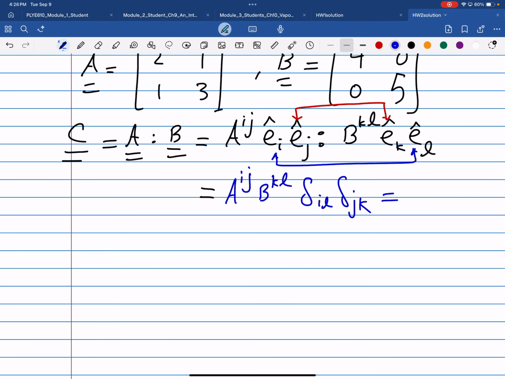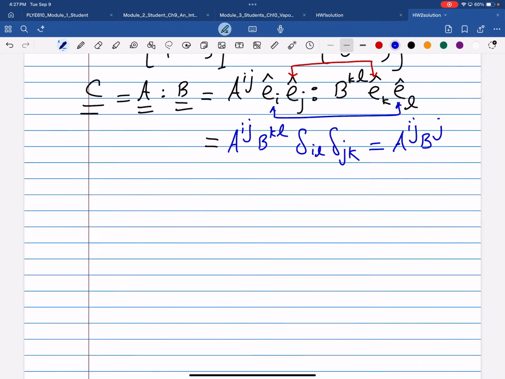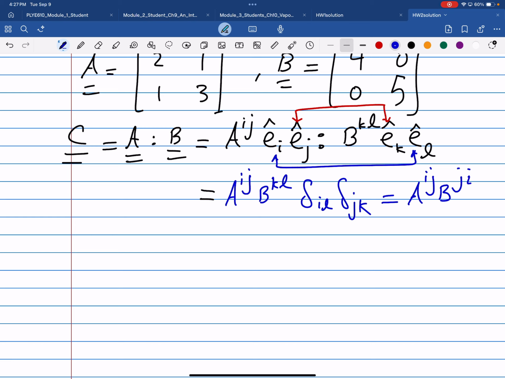It means that I is equal to L, so I'm going to keep the IJ. Instead of L, I'm going to write J. Instead of K, I'm writing J, and instead of L, I'm writing I, right? Did I make a mistake? No, I'm okay, right? It's fine.